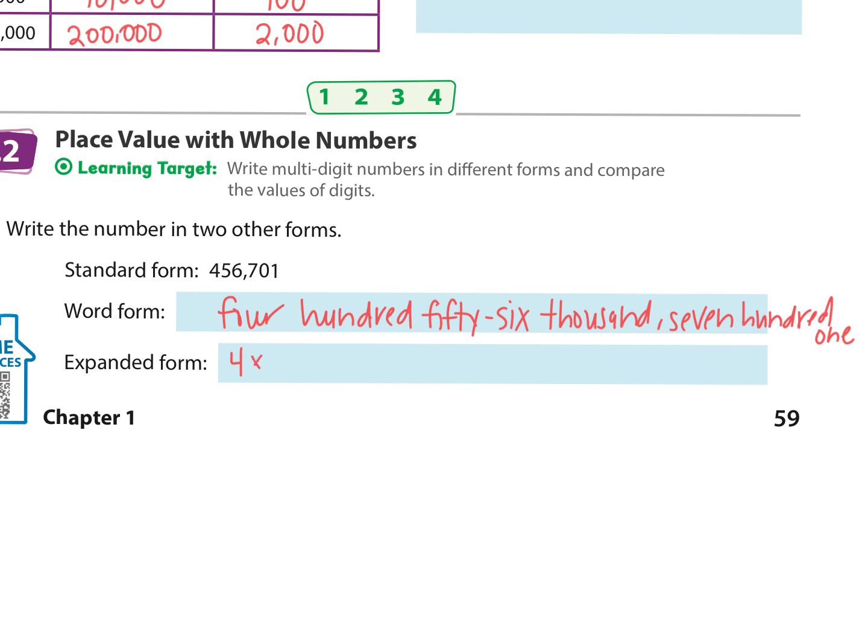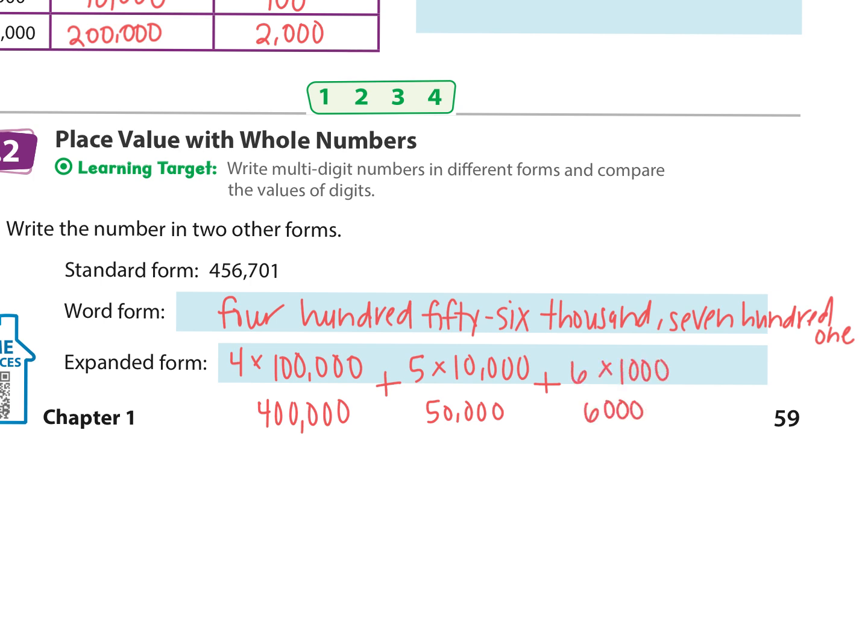Expanded form could be 4 times 100,000, or I could do 400,000 plus 5 times 10,000, or you could have written 50,000 plus 6 times 1,000, or plus 6,000. Depending on how you did it, it's going to be different. And if I'm writing, you should be writing or at least checking over. And then I have plus 7 times 100, or you could have written 700 plus 1 times 1, or just 1.